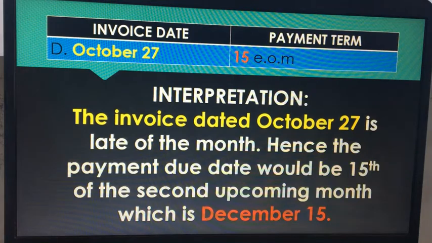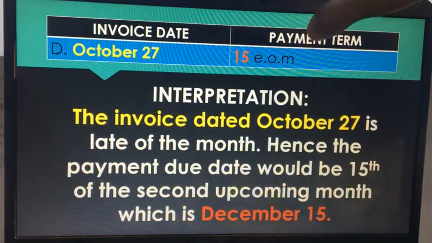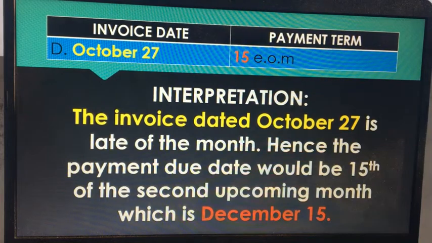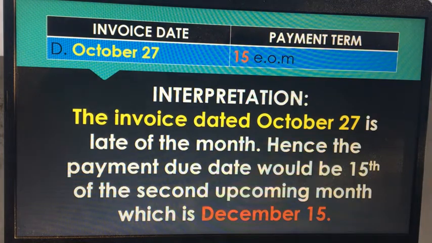Take note, the invoice date here is October 27 and the payment term here is 15 EOM. Again, when we say EOM, it means the end of the month, meaning it means to the next month. Okay? So how are we going to interpret this one, example letter D?